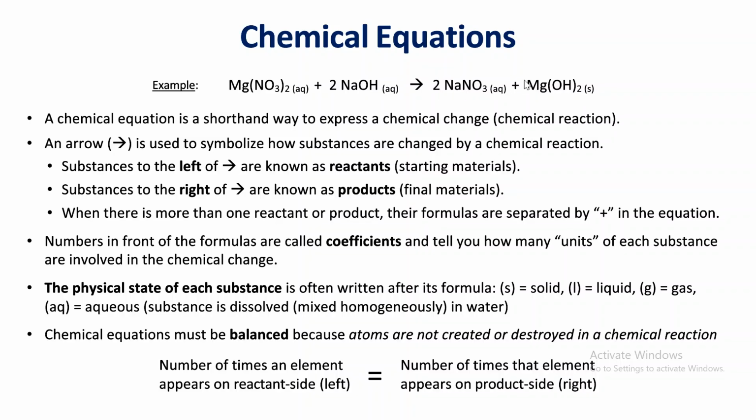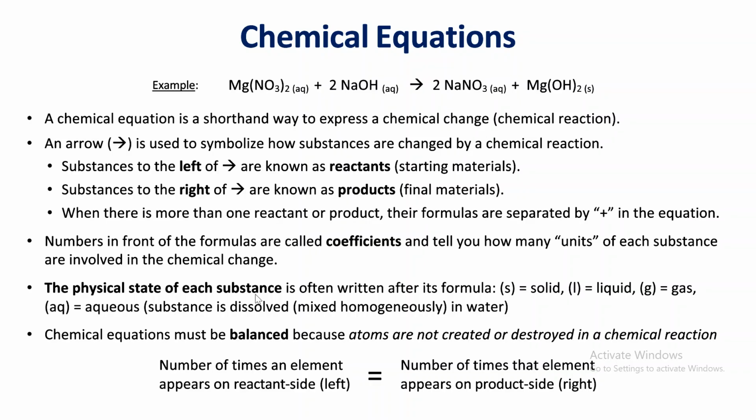And now the Mg(OH)2, there is no number on the left, but if there is no number, we're going to say the number is 1. So these represent your coefficients right here. The coefficient tells you how many units of each substance are involved in the chemical reaction. For example, we have 1 Mg(NO3)2 plus 2 NaOH, which is going to give us 2 NaNO3 and 1 Mg(OH)2. They are called the coefficients.